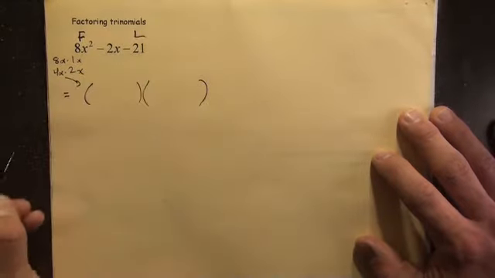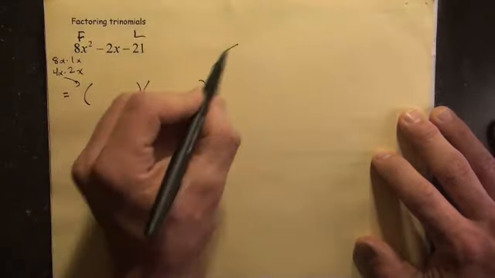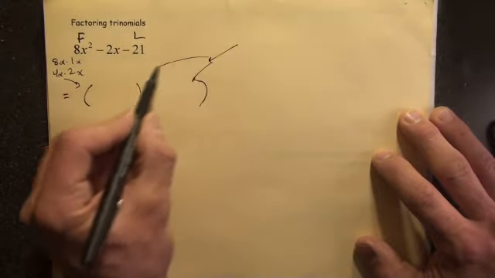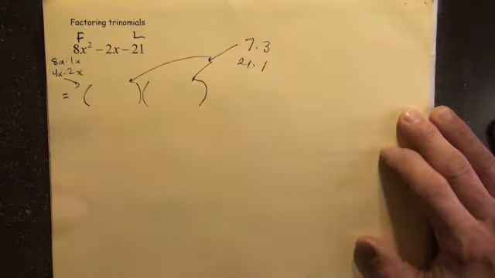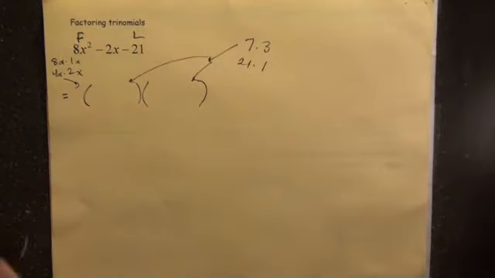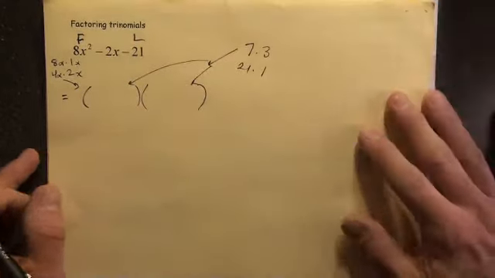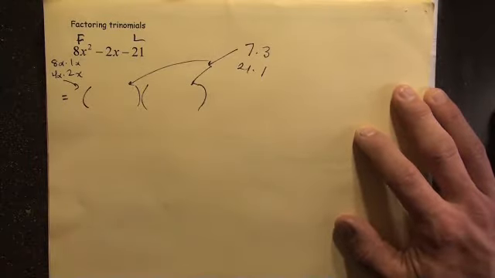How are you going to get this last term? Well, it ends up being what goes in here and there. It's either going to be 7 and 3 or 21 and 1. This is not tough. We know how to divide. We know how to multiply. So let's do this. Then, guys, it's just guessing and checking.